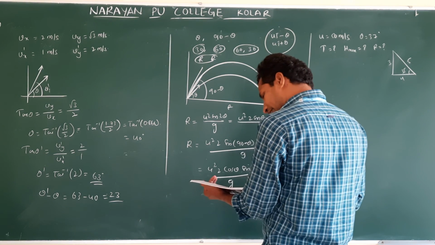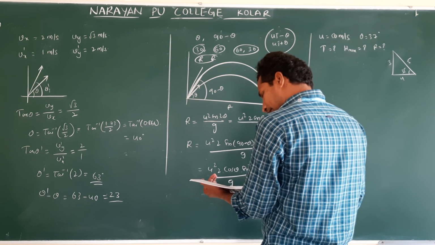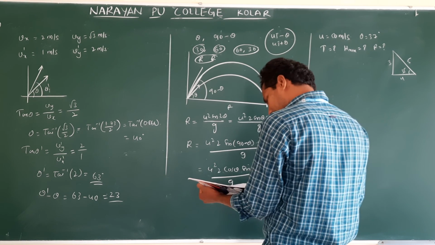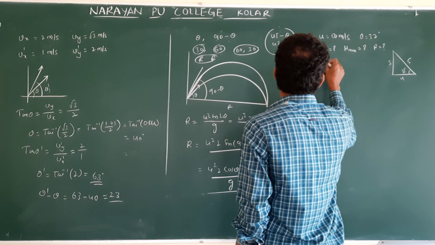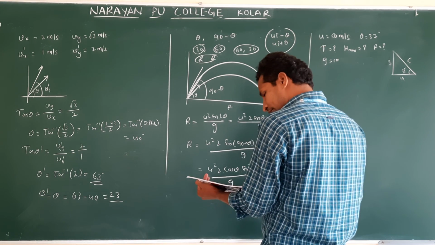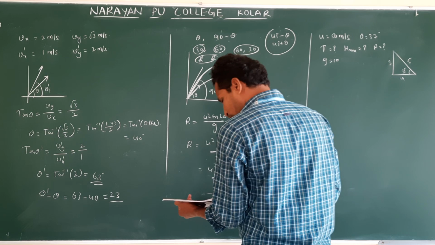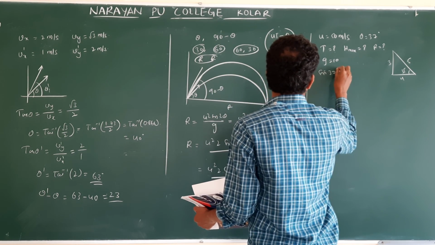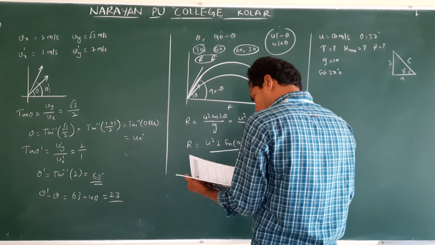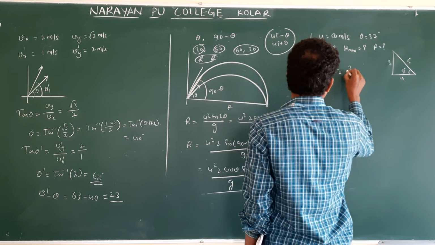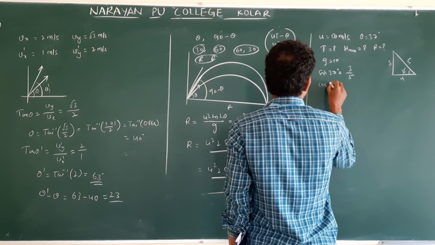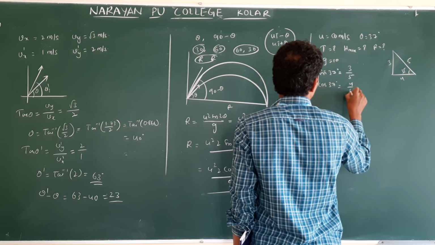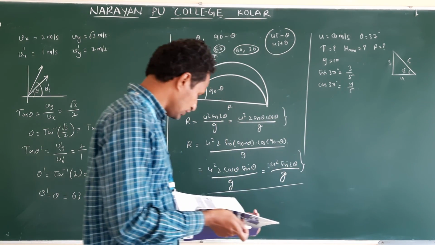G asking us to take, what did they say? G asking us to take 10. What did they take here? G just taken 10. G is equal to 10. And also they provided sin 37, cos 37. No need to take that triangle. Sin 37 degrees given. What did they give? 3 by 5. Cos 37, what is that? 4 by 5. They given in the question.